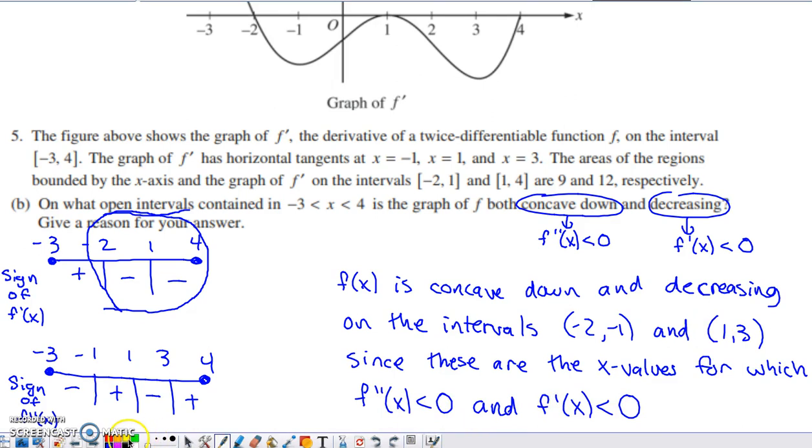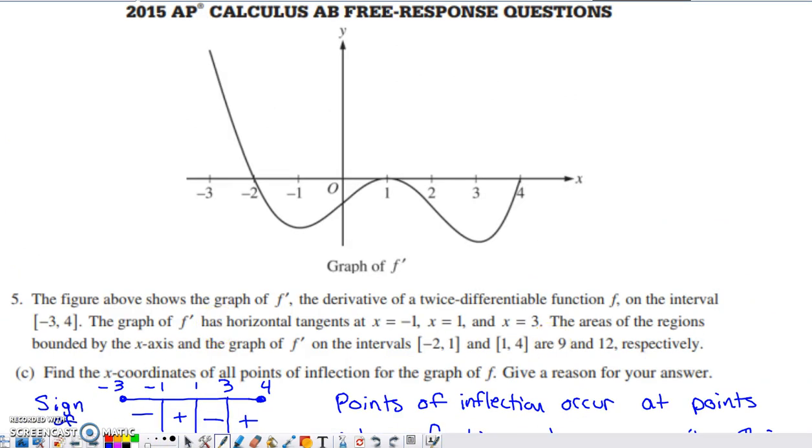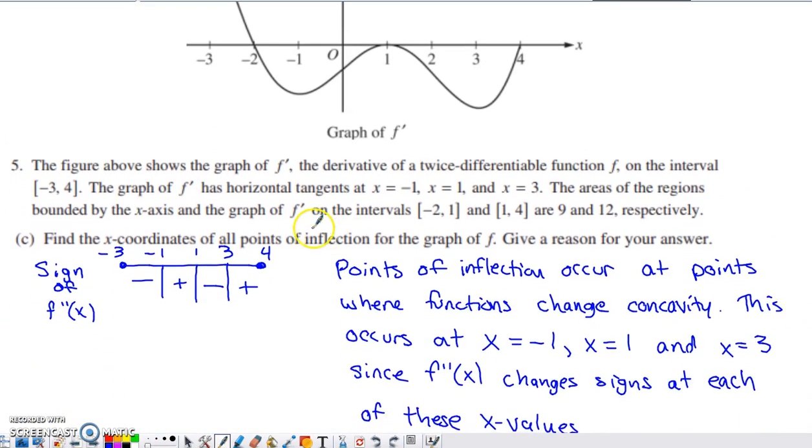Part C of this asks us to figure out where the function is going to have points of inflection. So points of inflection are any locations where our graph changes concavity. We basically already have in place what we need to answer this question. Changes in concavity happen anytime the second derivative changes signs.